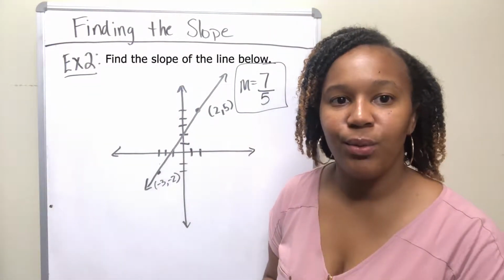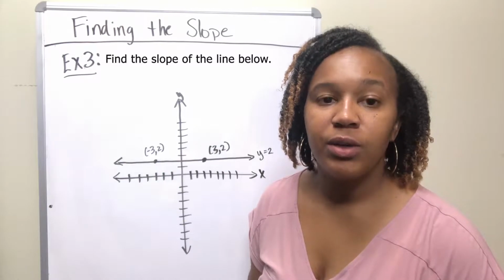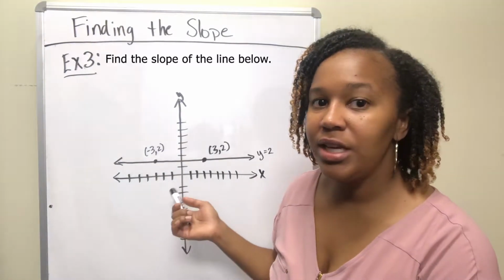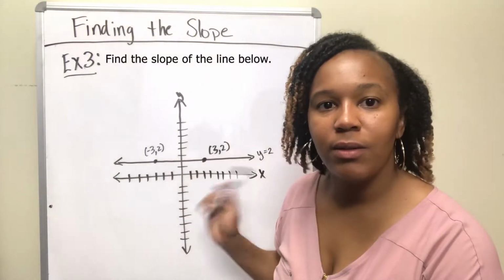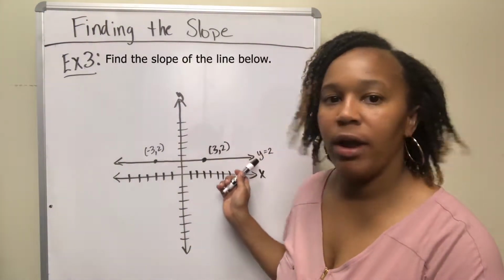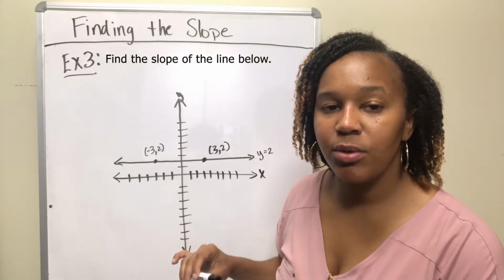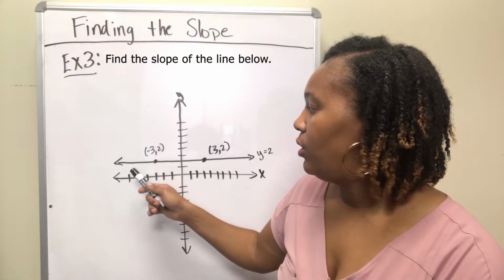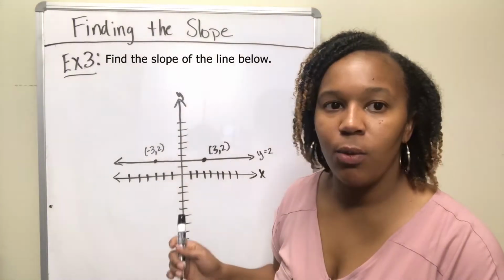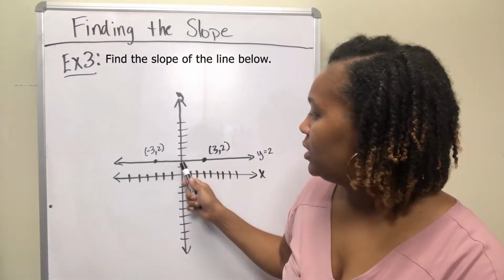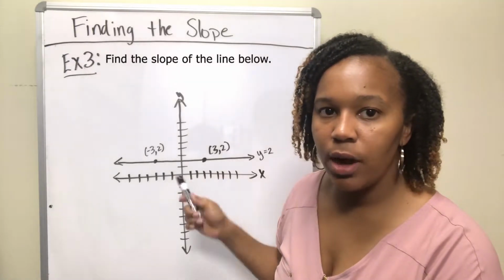The rise over the run. Example 3, we also want to find the slope of this graph. Now this is the graph of a horizontal line, and it's the equation y equals 2. So we learned in a previous video that a horizontal line is of the form y equals a number. And since this is going through the y value of 2, this is y equals 2.